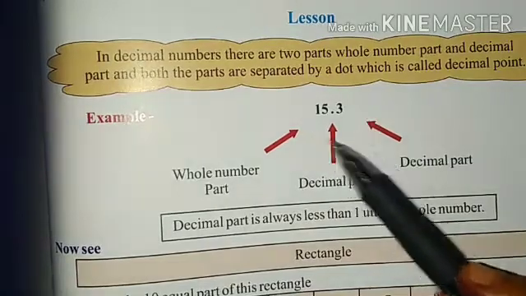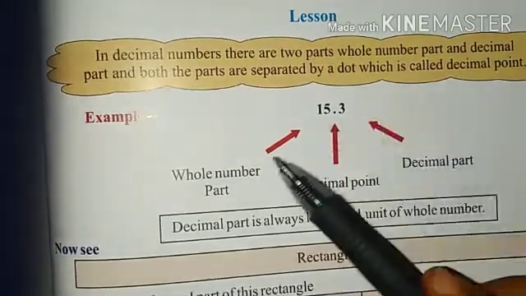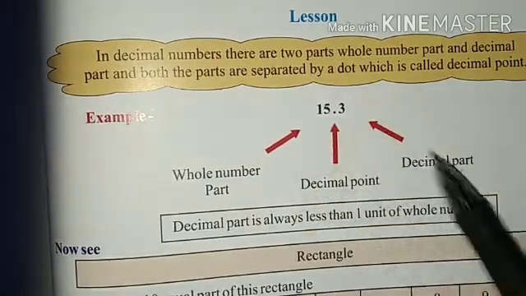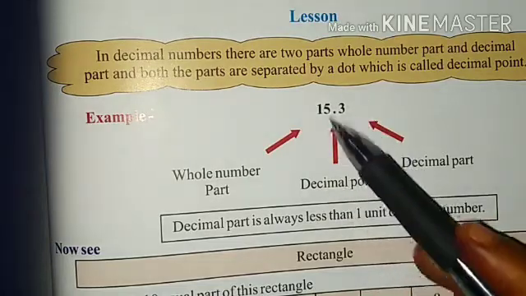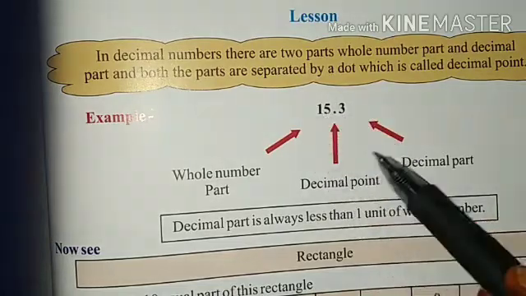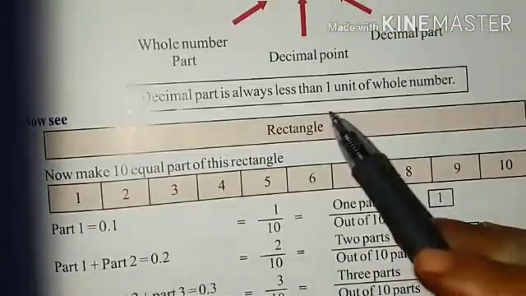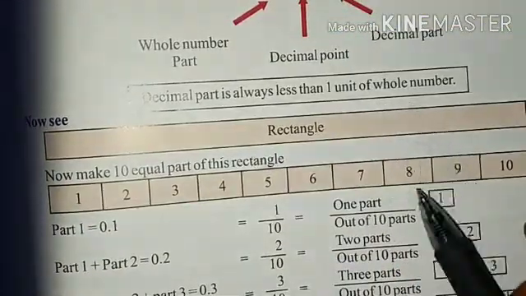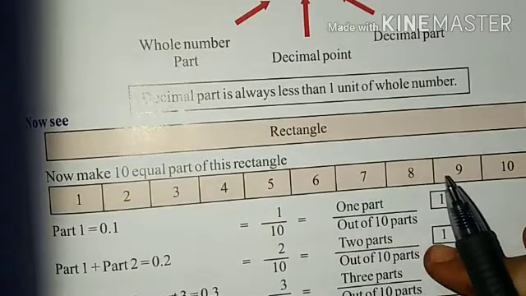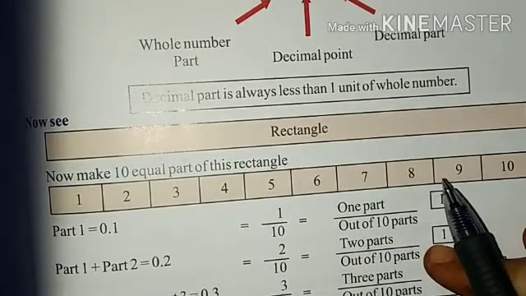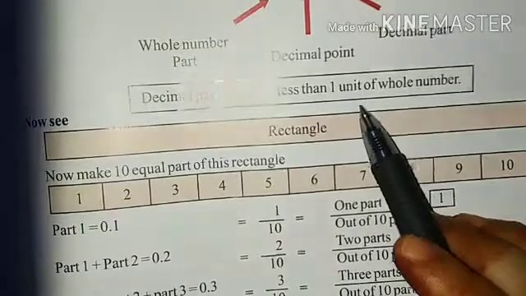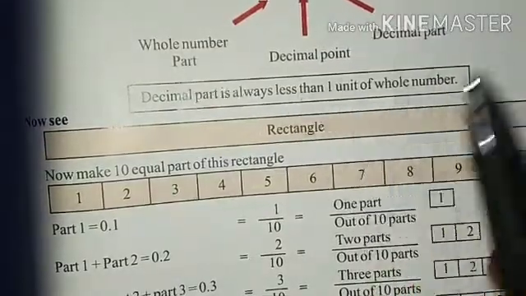So a decimal number has two parts, the whole number part and the decimal part, and in the middle there is a decimal point. Now the decimal part is always less than 1 unit of a whole number.